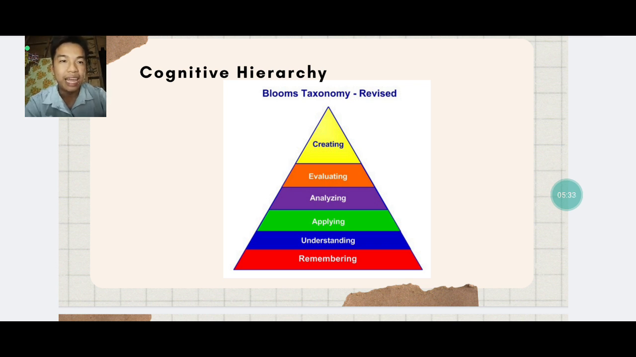The second to the top is evaluating. In evaluating, the sample learning outcome is to evaluate the decisions of characters in the play and support your evaluation with textual evidence. The sample activity is to write a response to the events in the play, either supporting or rejecting their actions on the basis of evidence from the play, as well as personal opinion and projected actual consequences of the action. And the top of this cognitive hierarchy is creating.